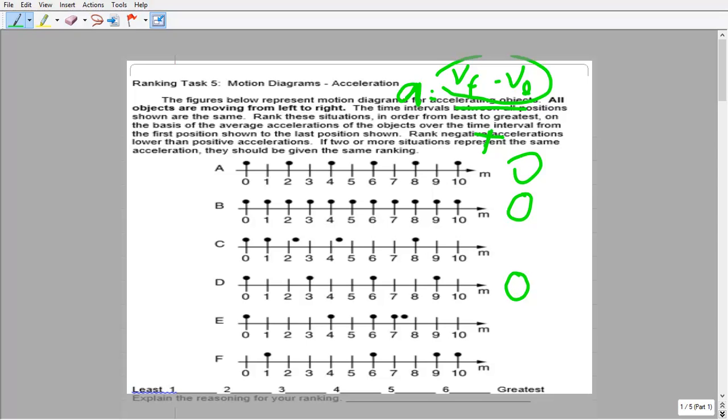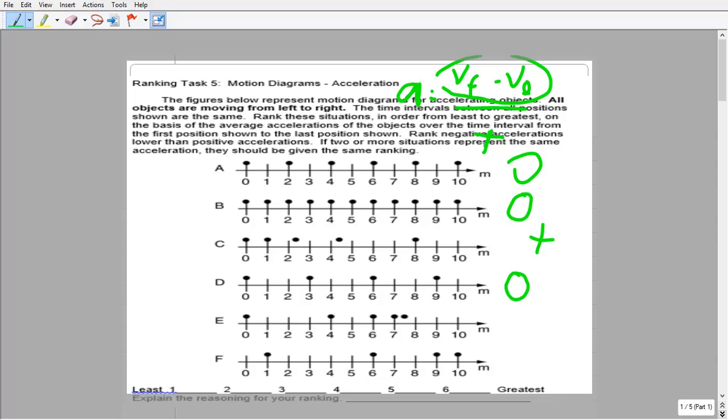What do you notice about situation C? Your dots are getting farther apart. The object is getting faster. What do you know about an object that's moving from left to right that is getting faster? It's got a positive acceleration. It's not moving at a constant speed, it's changing its speed. It is speeding up in the positive direction. It's got a positive acceleration.